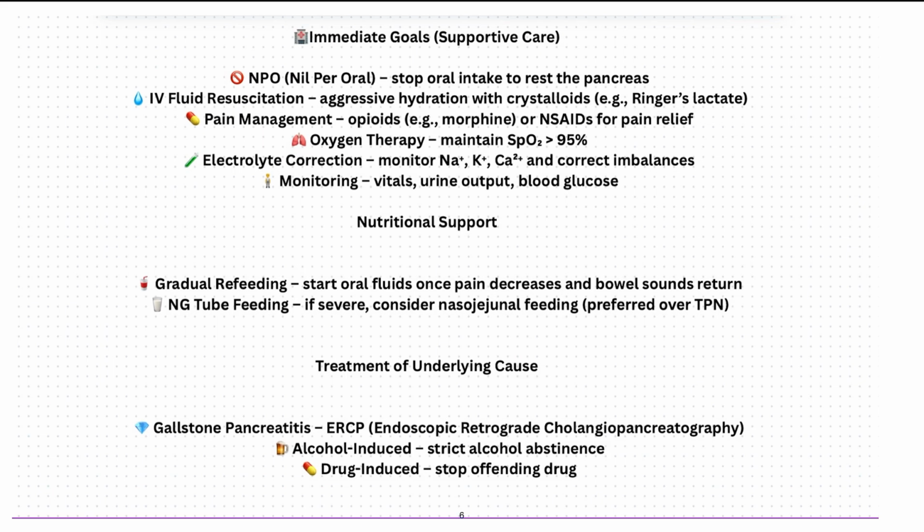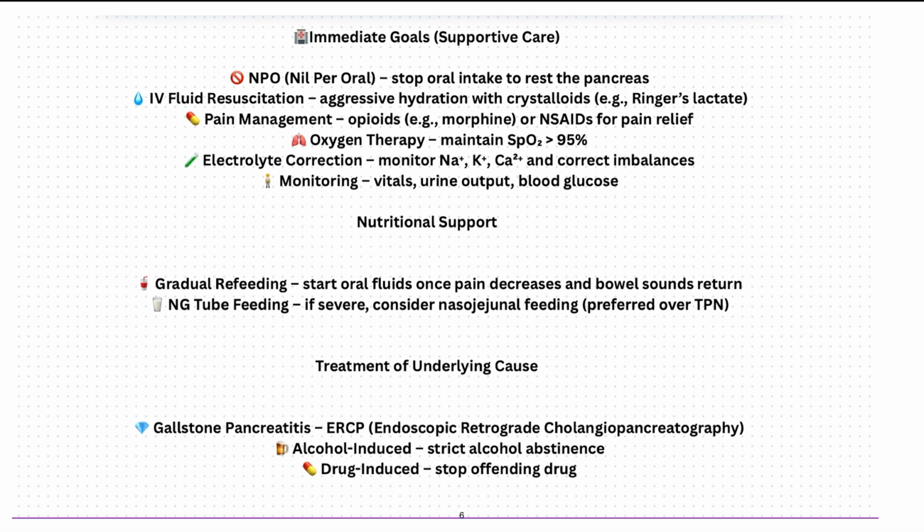Now we talk about the treatment. The treatment is usually started with nil per oral. We don't give anything by mouth to the patient, because if we have to do immediate surgery, the patient may face aspiration problems like aspiration pneumonia. We have to provide IV fluid infusion to reduce the risk of dehydration.